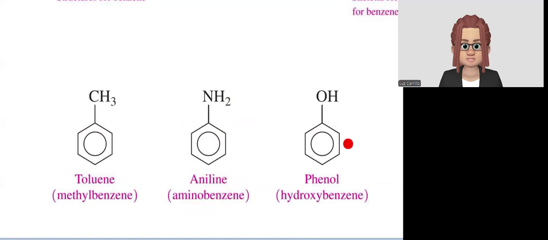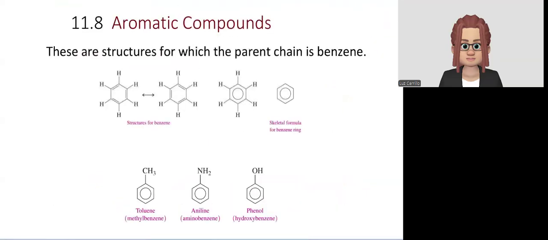Lastly, if you have a benzene ring connected to an OH group, that is known as hydroxybenzene, because an OH group is a hydroxy group. But this compound can also be known as phenol. For naming these molecules, the only ones that you're responsible for knowing the structure and name of are toluene, aniline, and phenol.